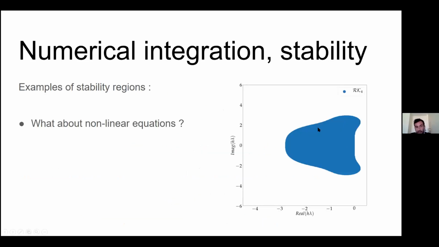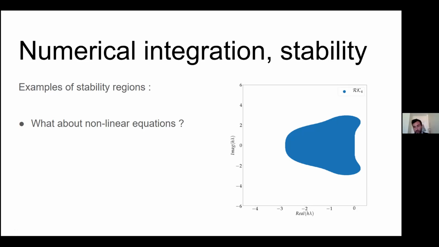This is an example of a stability region for the Runge-Kutta-4 scheme. And we can see that there are several values of lambda h for which the numerical integration scheme is stable. Now, the issue is that this is also computed for linear equations, and what happens when considering nonlinear differential equations, right? And usually what we do is also compute linearizations around some point in the phase space.